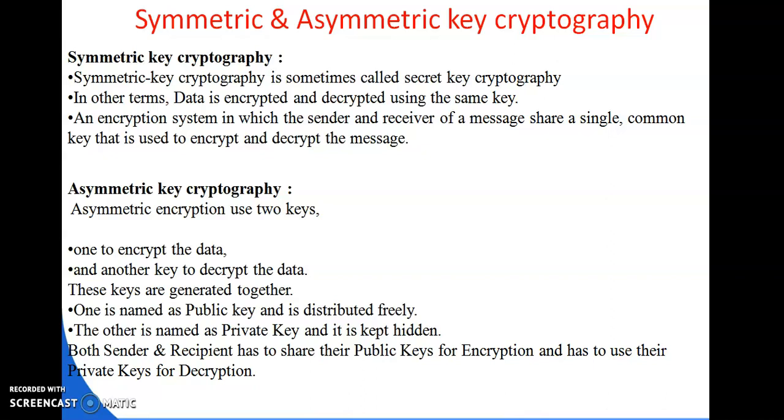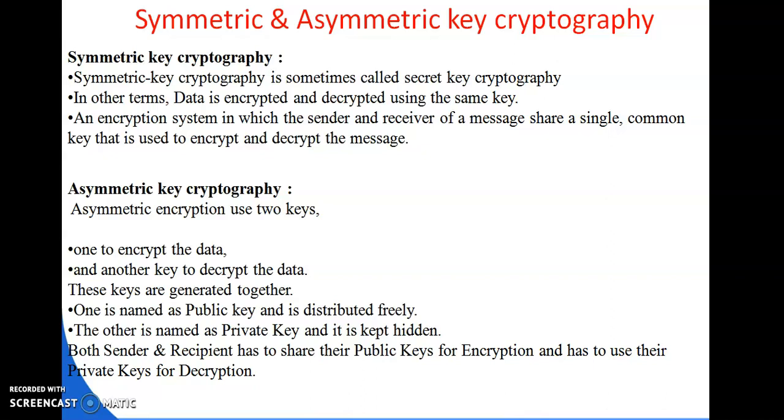First, symmetric key cryptography. Symmetric key cryptography is sometimes called secret key cryptography, in other terms, data is encrypted and decrypted using the same key. It is an encryption system in which the sender and receiver of a message share a single common key that is used to encrypt and decrypt the message. So this is about symmetric key.